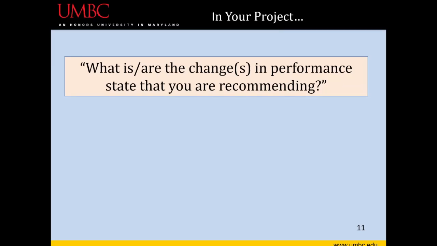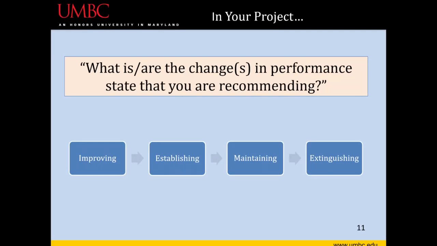So now that you have a better understanding of the different performance states, I challenge you to start thinking about your project, the performance gap, the causes of the gap, and how you are trying to influence the performance. Are you trying to improve current performance to move closer to the desired performance? Do you need to establish performance that does not currently exist? Do you need to maintain the current level of performance as it's acceptable to the organization? Or do you want to extinguish performance that is not welcomed or is causing the performance gap?